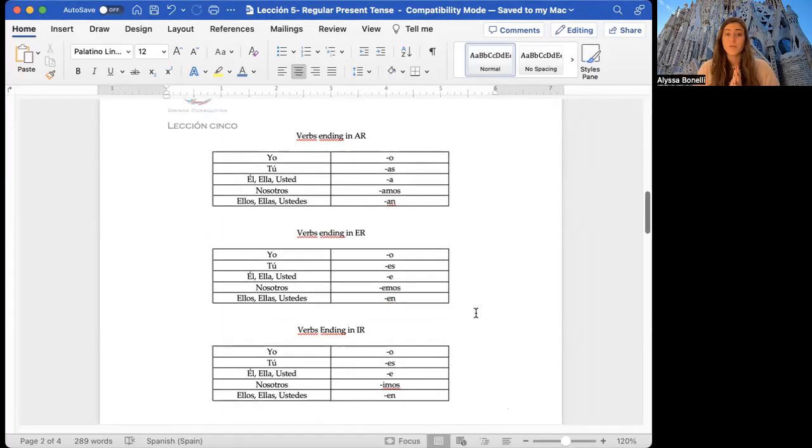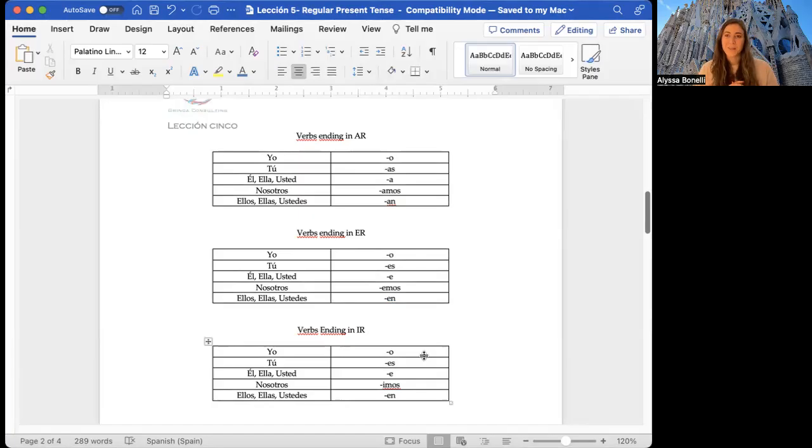If this is just a review for you, you may already know these, just make sure you know them back and forth. And what that means is, can I choose something random? So like, can I quiz myself and say, okay, what's the nosotros for ER? And what's the tú for IR? And get all of those answers correct. But at the beginning, if you've never seen this before, we need to talk about some of the things that are similar and different between these charts.